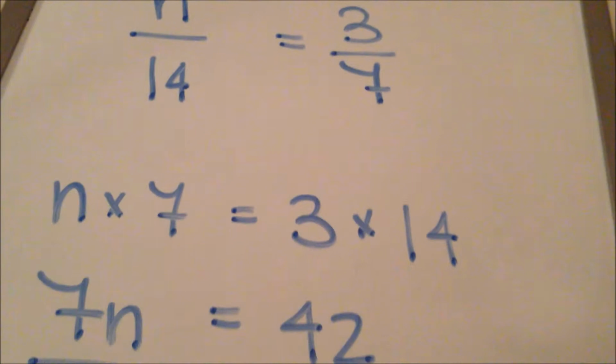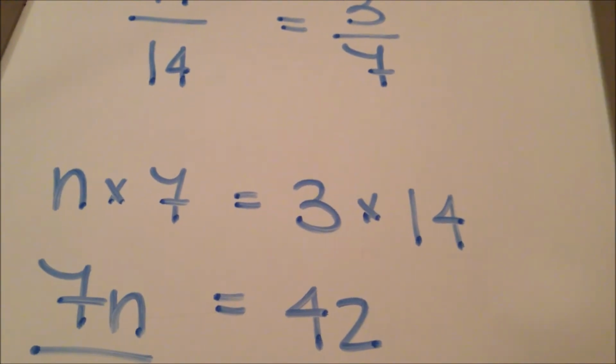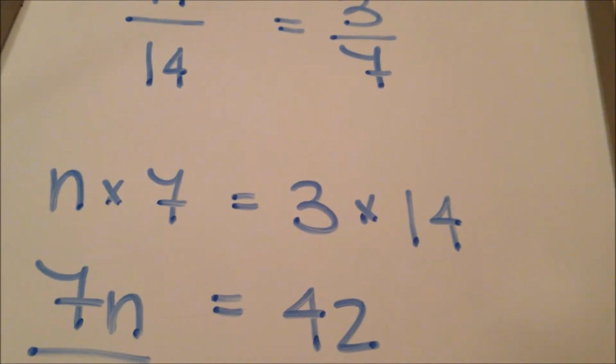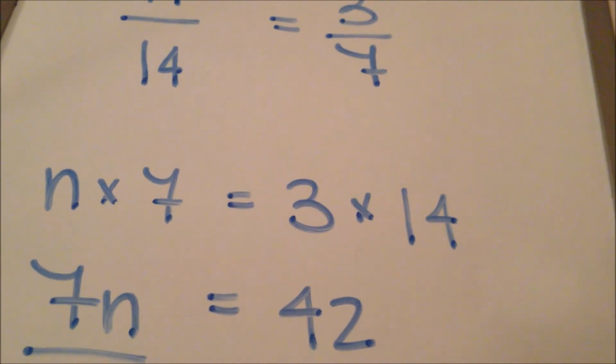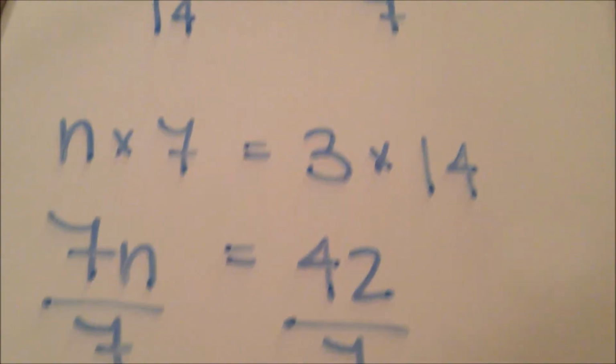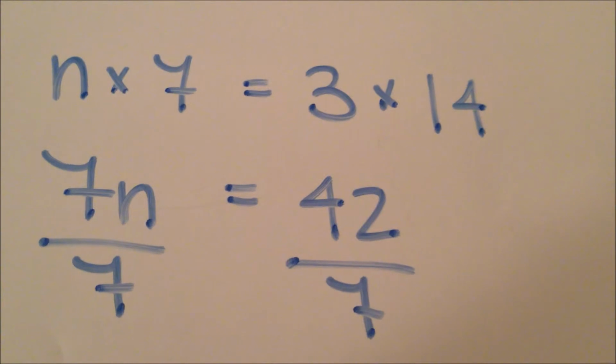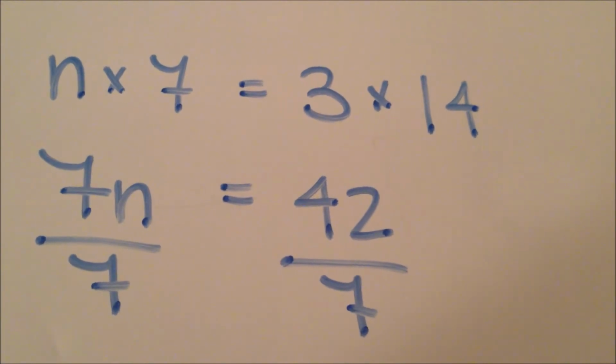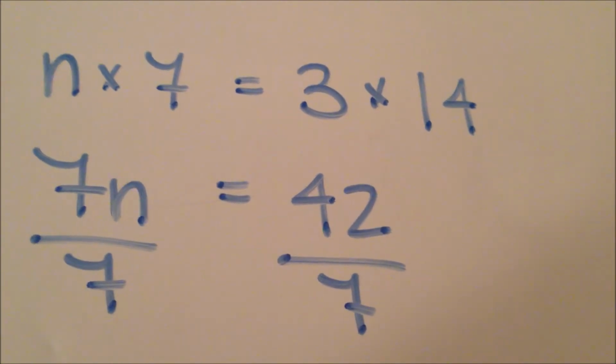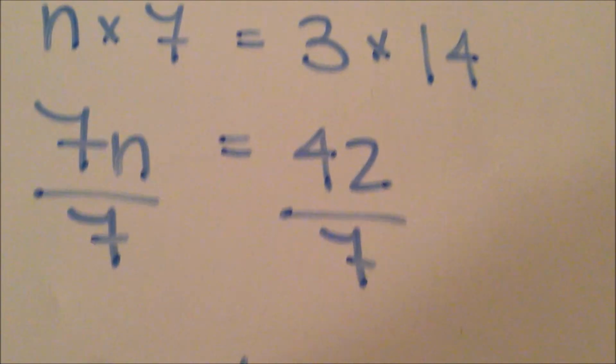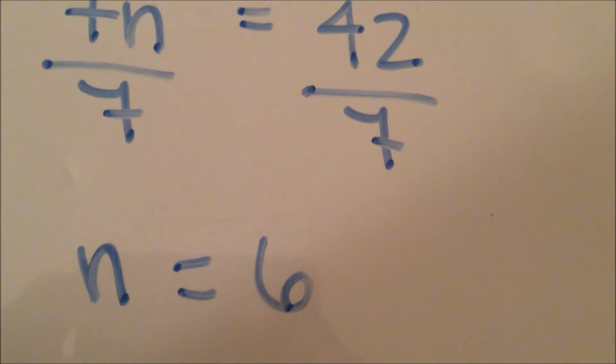So at this point we have 7n equals 42. The 7 and n are connected through multiplication, so to get rid of the 7 we have to do the opposite, which is divide. Whatever you do to the left, you have to do the same thing to the right to maintain the balance. So you end up with n equals 42/7, or n equals 6.